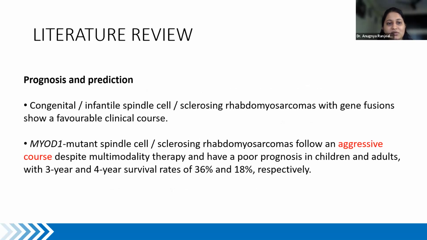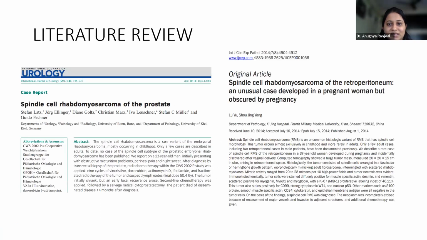So the important takeaway message is that it is very important to diagnose these cases, because if they are congenital or infantile spindle cell or sclerosing RMS, they have a favorable clinical outcome. But if they are adults, they have an aggressive outcome, which requires multimodal therapy. And the 3-year and 4-year survival rates are very low, which is 36 and 18% respectively. So these are very rare case studies of spindle cell RMS of prostate. Until now, only 9 cases have been reported.